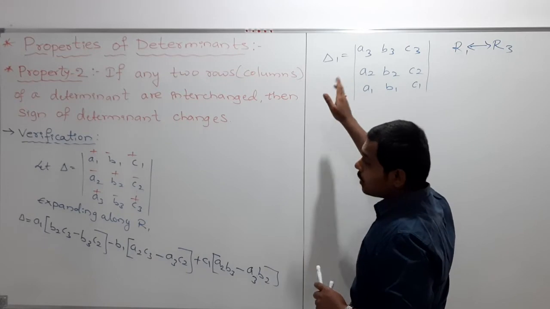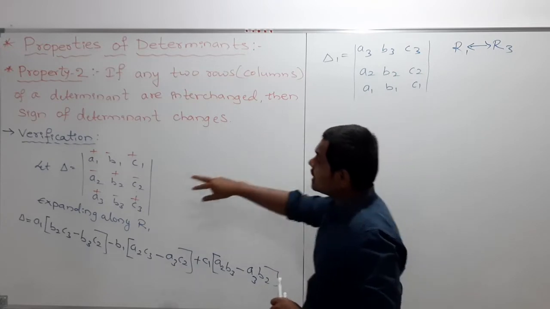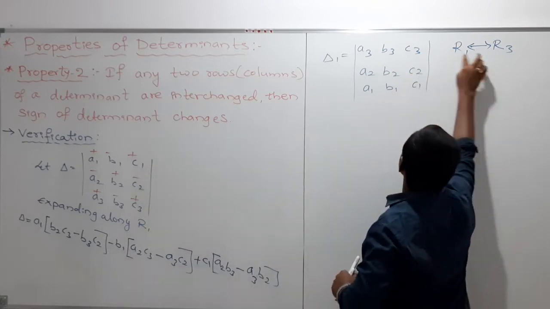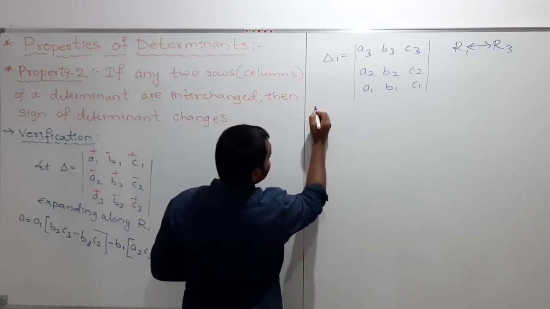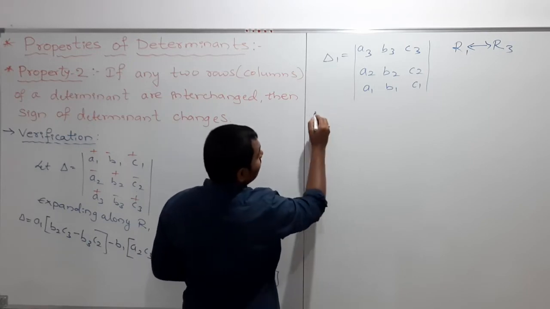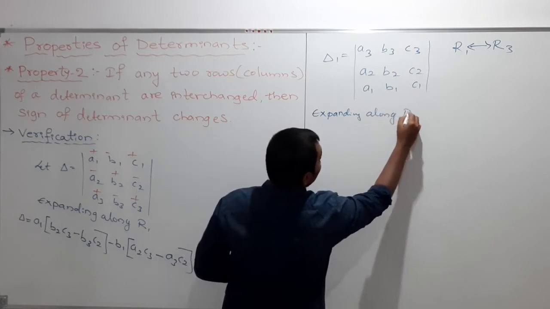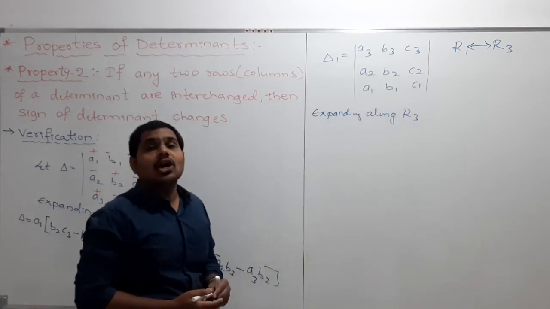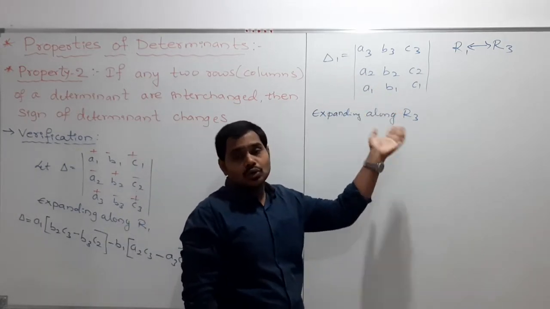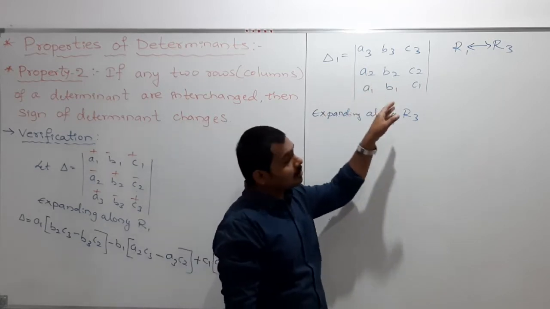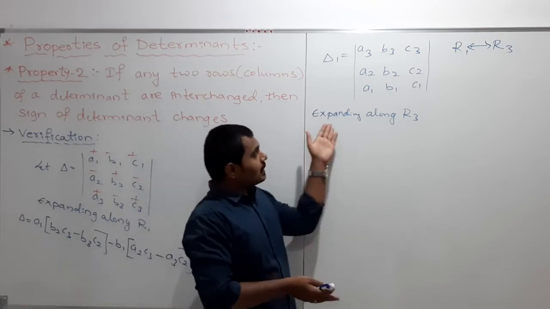So now delta 1 is nothing but what? Already I told you. What is delta 1? Delta 1, that is determinant 1, is nothing but I interchanged row 1 and row 3. Clear? And now, my dear students, to simplify this delta 1, I am expanding along row 3. Already I told, either you can expand along row 1, row 2, row 3, or you can expand along column 1, column 2, column 3. The value will be the same. Clear? But now I am expanding along row 3.